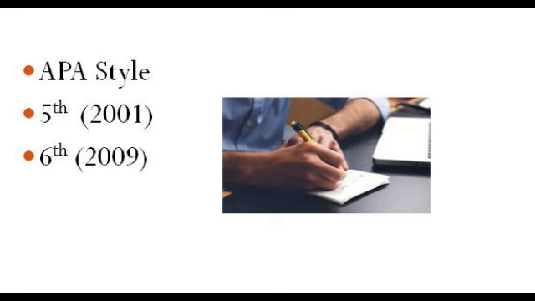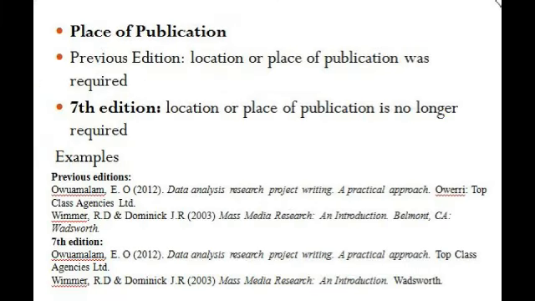Now here are the basic differences. Place of publication. There's a major difference in terms of place of publication. Now in the APA 5th edition, state or country where a book was published is not required in the reference list, especially if the city is famous for publishing. For instance, New York, Philadelphia, San Francisco.